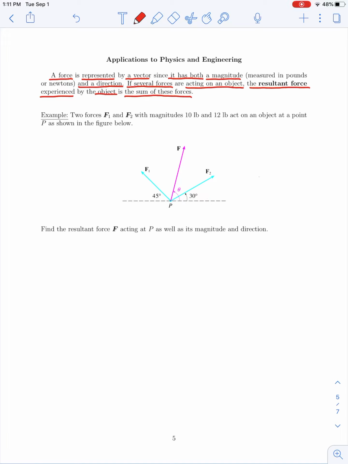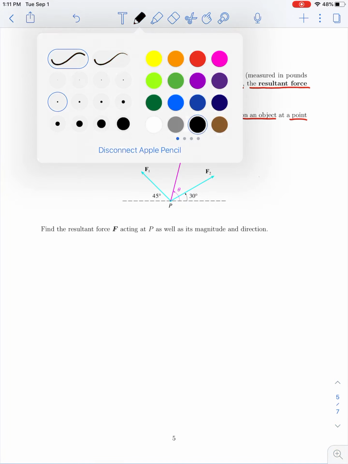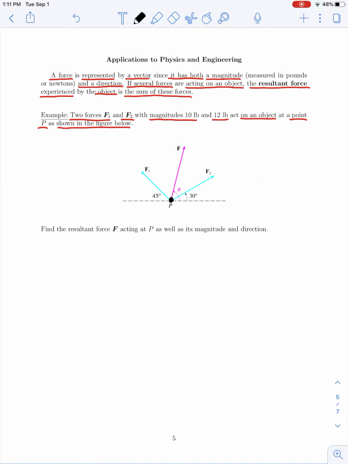So as a simple example of this type of problem, let's consider the following. We have two forces, F1 and F2, so these are vectors, which have magnitudes 10 pounds and 12 pounds. And these are acting on an object at some point P, as shown in our figure below. So here we have a point P. We can think about this point as maybe being the origin of the XY plane. And we see that there's two forces acting on this.